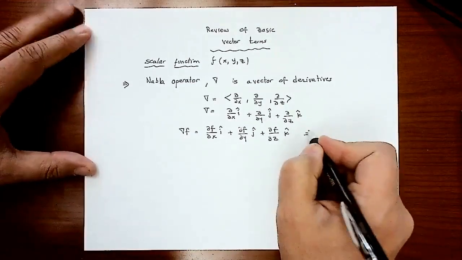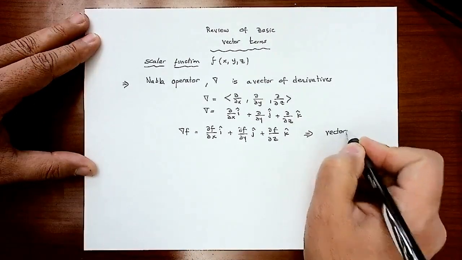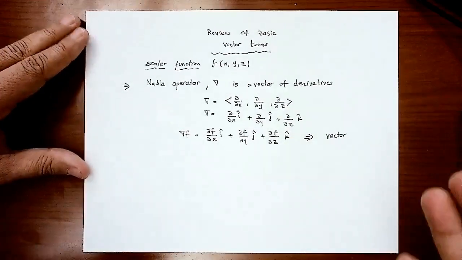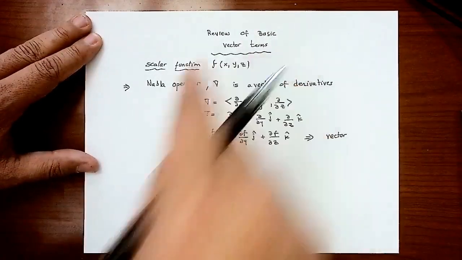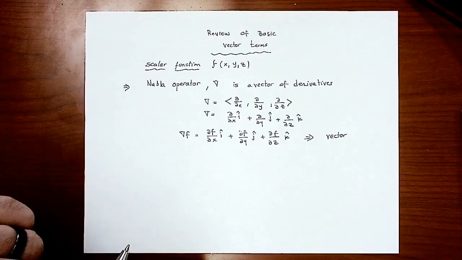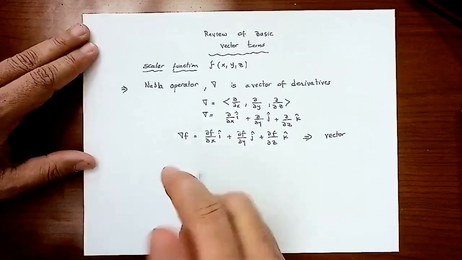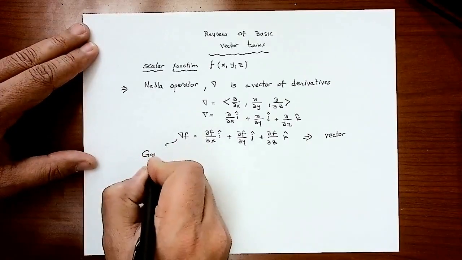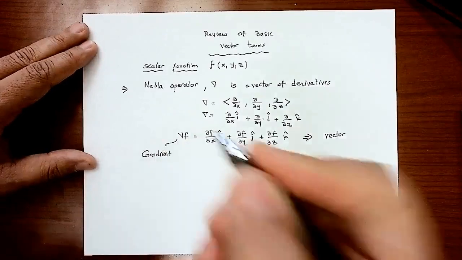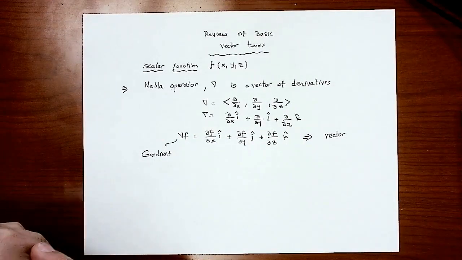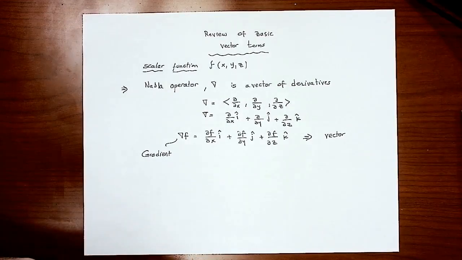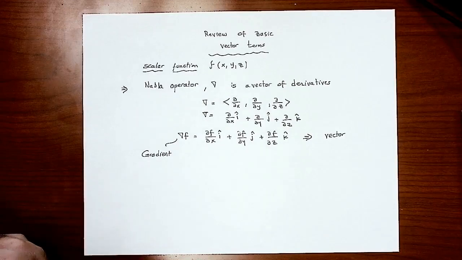Now this is becoming a vector, right? It has i, j, k directions, so it's telling me about the direction of that scalar function f. So that's one operator. Sometimes we call that nabla f, or sometimes the gradient. So nabla or gradient, they both do the same. The gradient of a scalar function, nabla f, is the vector that presents the derivatives of that scalar function.